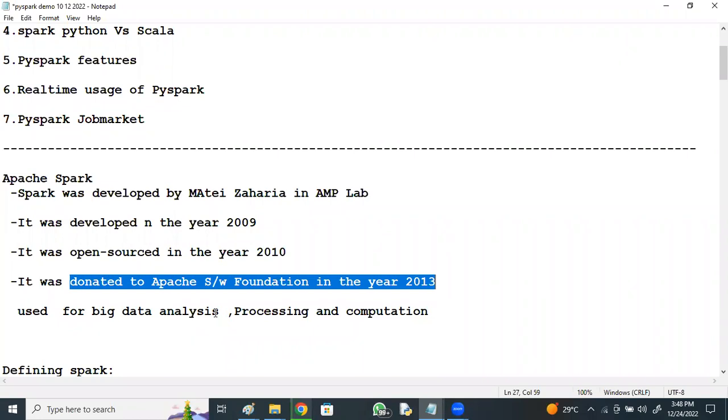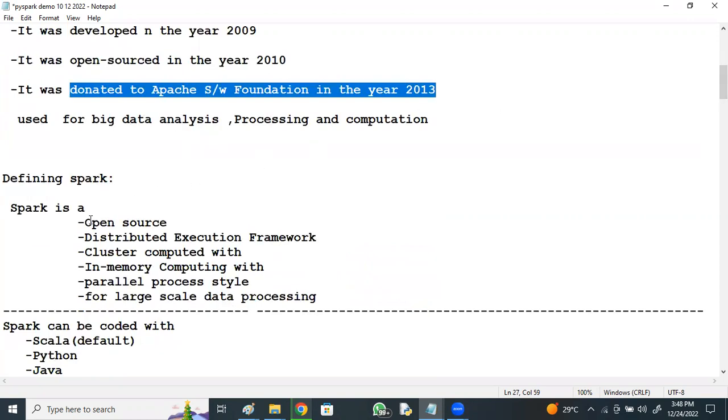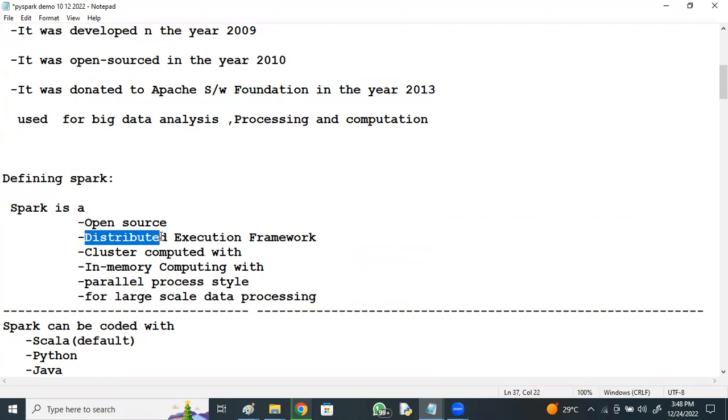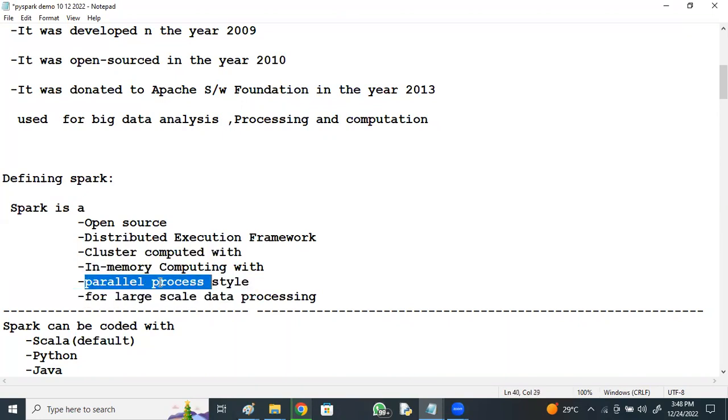I defined Spark in 5 lines. It is an open source distributed execution framework, cluster computed, with in-memory computing and parallel process style. Means you see parallel processing, in-memory computation, cluster computed, and distributed execution framework for large-scale data processing.